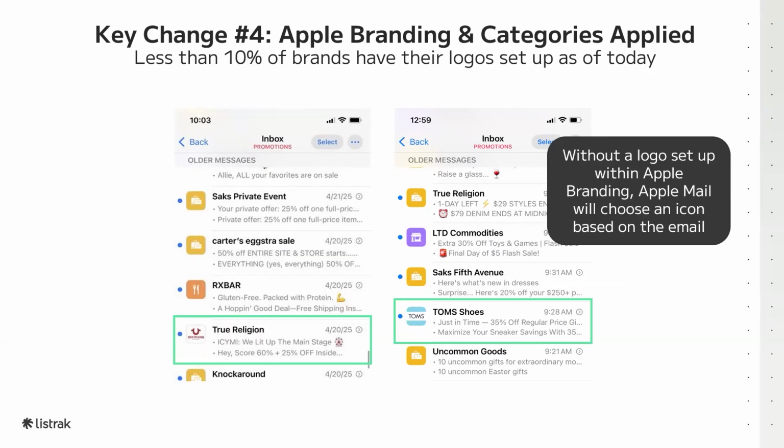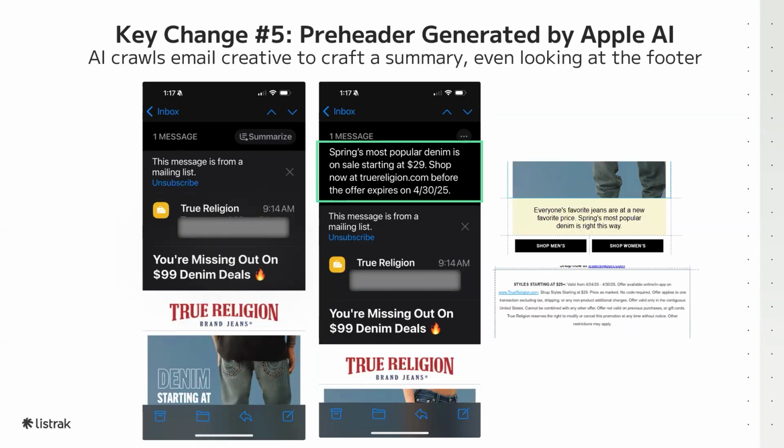10% of brands actually have their logo set up to appear. Without a set logo, Apple assigns one based on your email content, which can feel generic or even off-brand. And finally, Apple is using AI to auto-generate pre-headers by crawling your email content all the way down through the footer. This adds a new layer of unpredictability and makes content structure more important than ever.